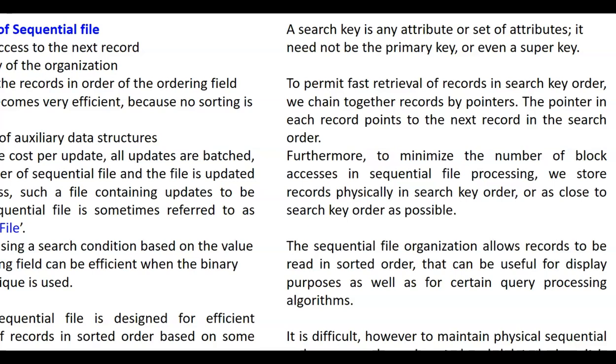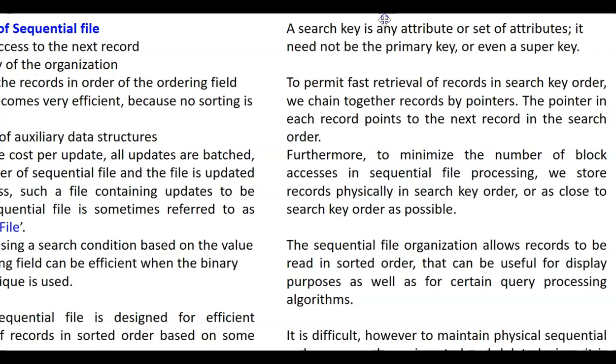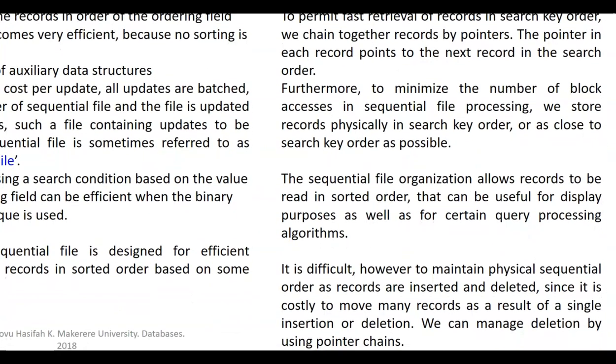Furthermore, to minimize the number of block accesses in a sequential file ordering, we store records physically in search key value order. That helps us minimize the time you're going to use to search for a particular record, and therefore it also minimizes the number of accesses you're going to have to go through for that particular block. The sequential file organization allows records to be read in a sorted order.